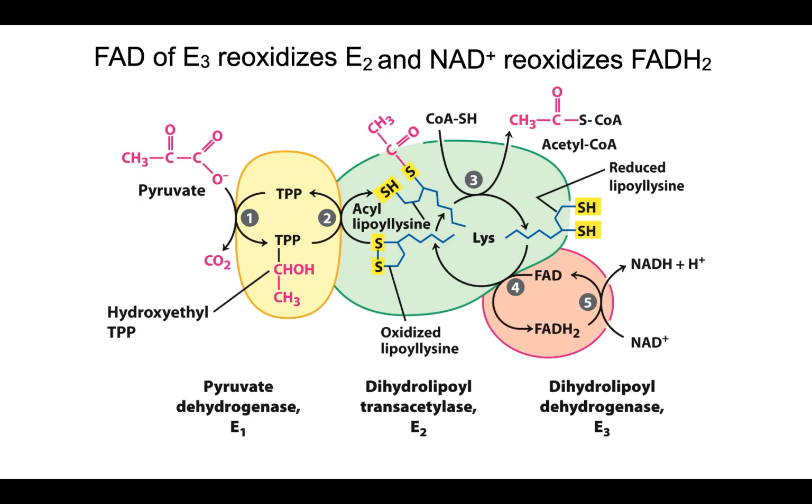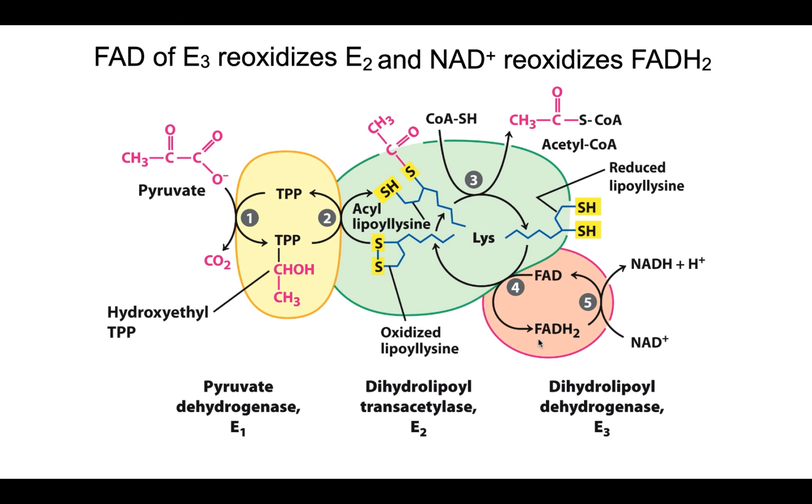All right, so now we are looking at reoxidizing lipoate back into its oxidized form, and that is the sole job of E3. It has a catalytic cofactor called FAD, which oxidizes lipoate, and in so doing, it becomes reduced. But now we've got a problem. We started with an oxidized FAD, and now we've ended with a reduced FADH2. We need to reoxidize it to reset this enzyme properly.